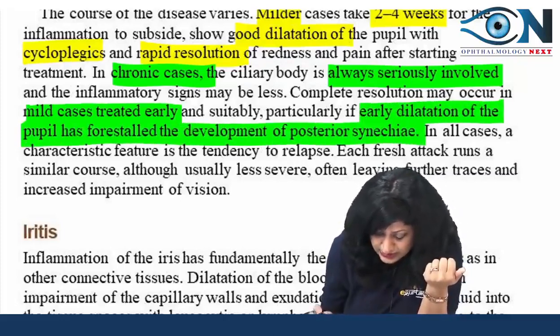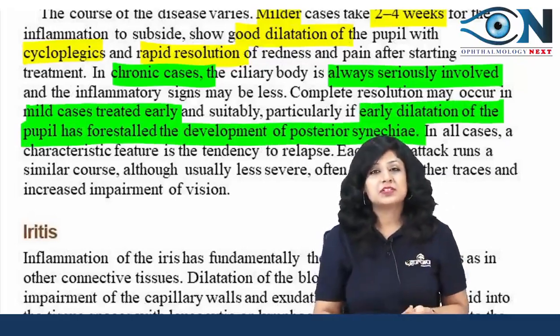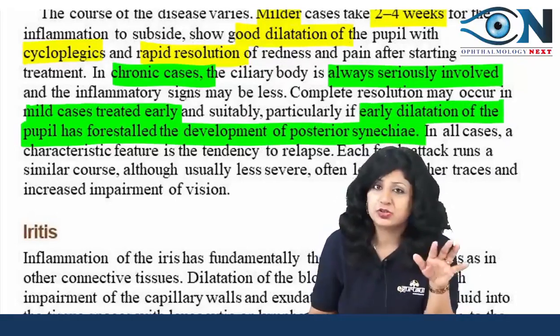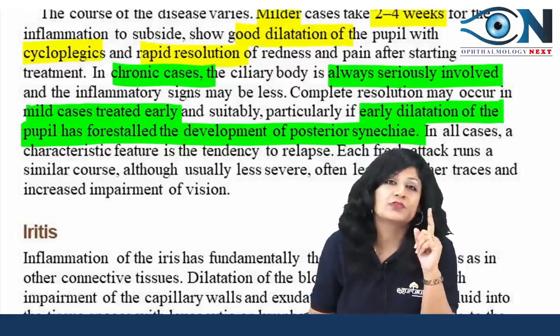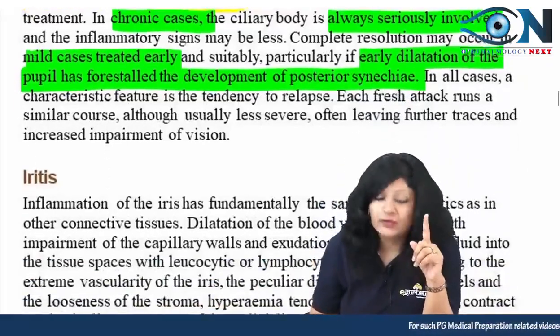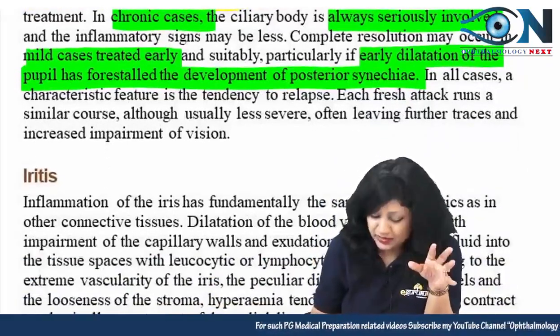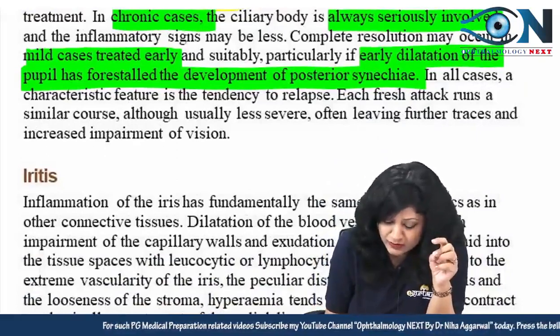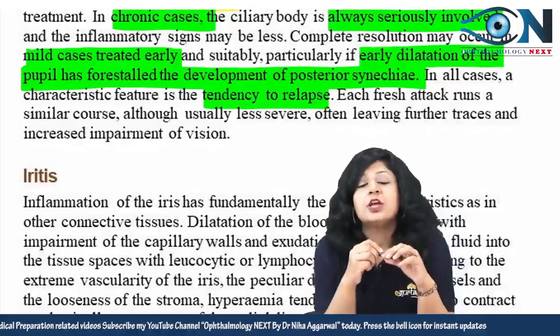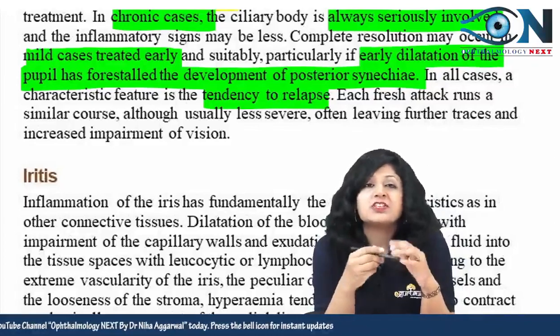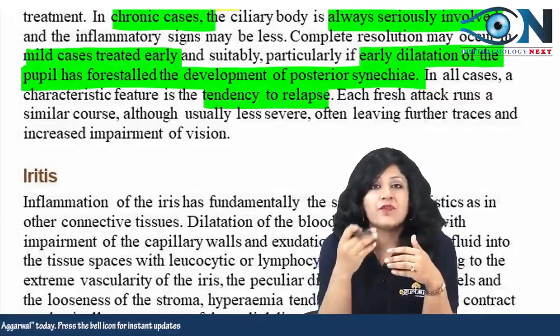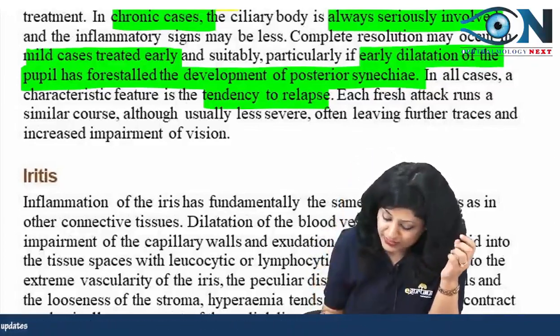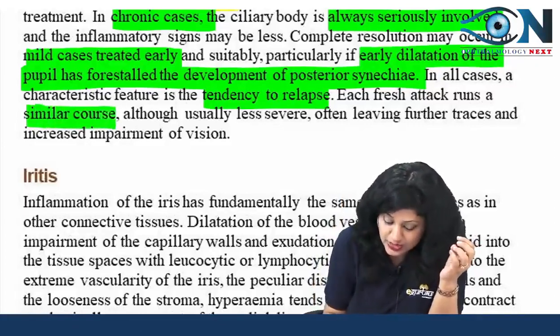of the posterior synechiae. So in most of the cases, if it is acute, it is getting resolution, but there is a question mark if they are chronic ones, and if you are treating them early, they are getting resolved. In all cases, a characteristic feature is the tendency to relapse. So a very important thing is that the chances of recurrent uveitis are very high. In cases of uveitis, each fresh attack runs a similar course but less severe.